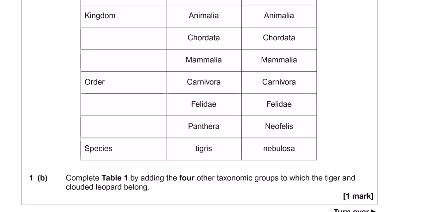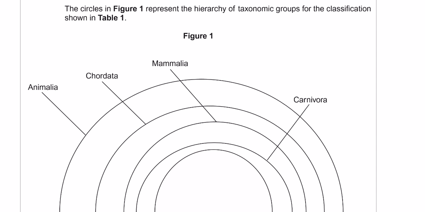And the question 6b, it says complete table 1 by adding the 4, so you can see the 4 gaps of other taxonomic groups to which the tiger and clouded leopard belong. And as you can see, the answers are class, order, family and genus. Okay, they'll accept the plural answers, phonetic answers as well. Okay, but they have to be in the correct order, just for 1 mark though.